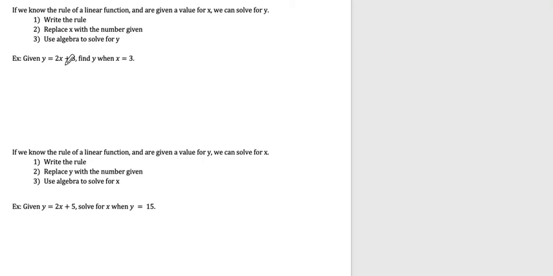So let's take a look at some examples. Here's a line, y equals 2x plus 3. And we're asked to find y when x is 3. So what that means is we know the line goes through the point 3, something. And we want to figure out what this something is. And that would tell us one point on the line.